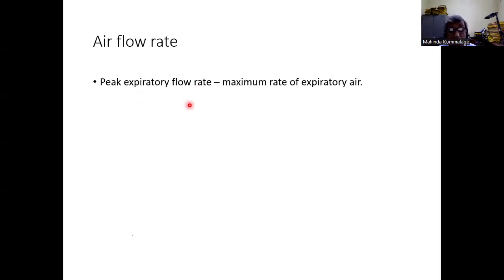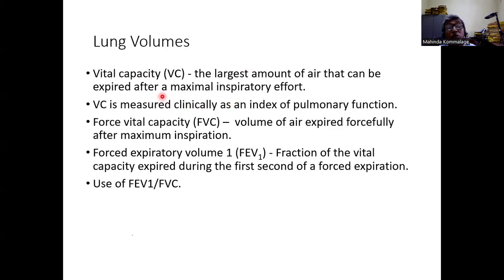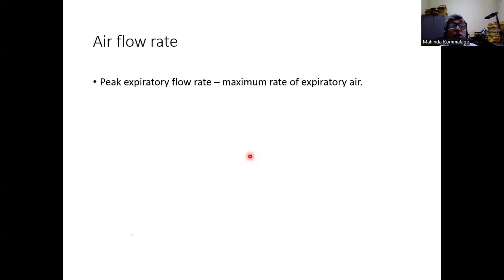That is the peak expiratory flow rate. But these others are all volumes, just milliliters, without considering the time. Here we consider time, but it's still a volume per second. At the end of the second, this is volume. But here it is purely a rate, right? That is also clinically important.